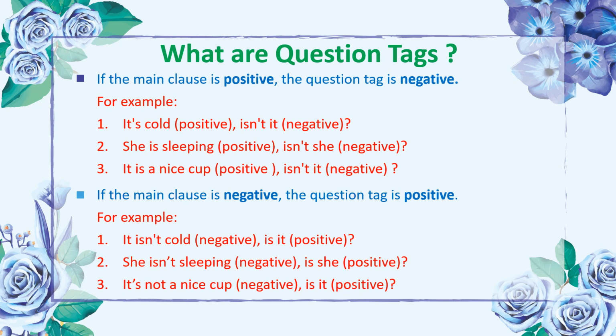For example, it isn't cold, negative. So the question tag will be positive. Is it? She isn't sleeping, negative. Is she? Positive. It's not a nice cup, negative. The question tag will be positive, which is it?